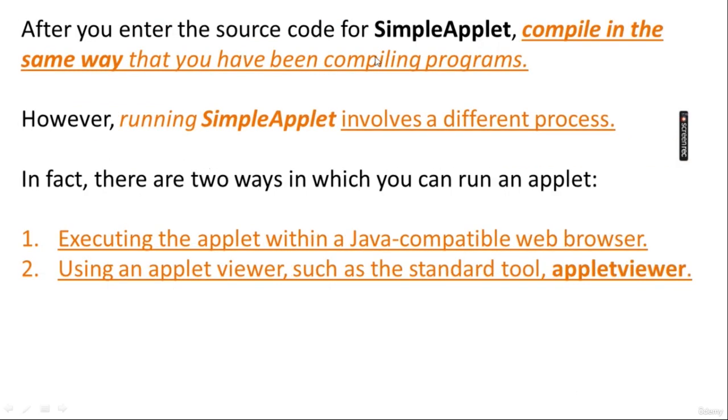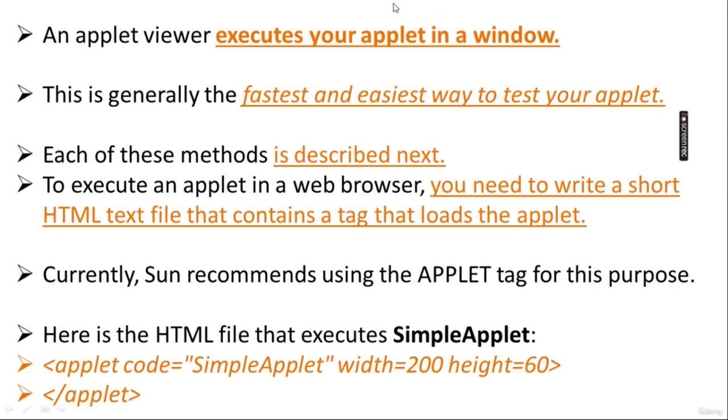After you enter the source code of the simple applet, it is compiled in the same way that you have been compiling your Java programs previously. So compilation is the same for Java console-based applications and applets, but the running is a different process. There are two ways of executing the applet: within a Java-compatible web browser like Firefox, Mozilla, etc., or using the applet viewer, the standard tool. Applet viewer executes your applet in a window. It is generally the fastest and easiest way to test whether your applet is running properly or not.